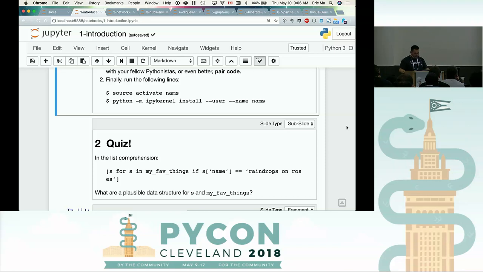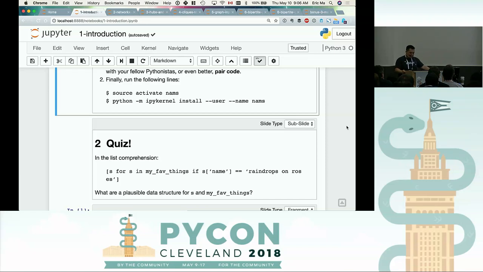Second thing, what's a plausible data structure for my favorite things? And what's a plausible data structure for S, the loop variable? Any answers? Any takers? Yep, absolutely. This is not a trick question. Absolutely right. So my favorite things has to be a container of some sort. A list is possible. I can have a list of dictionaries, or I can have a tuple of dictionaries, right? A tuple of dictionaries is perfectly fine as well.